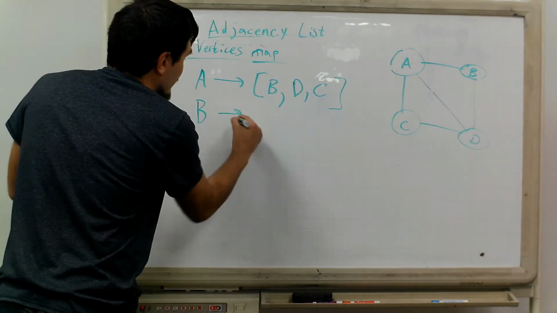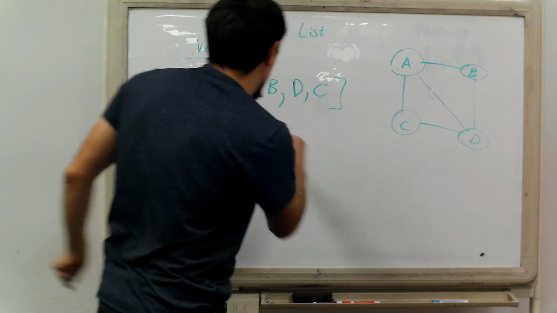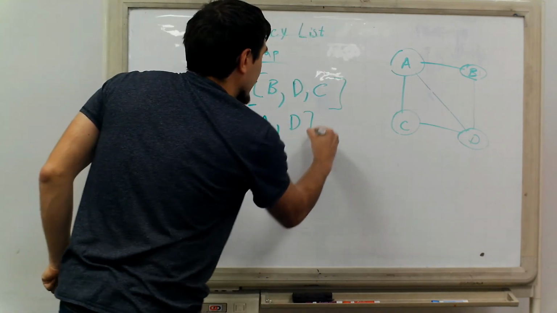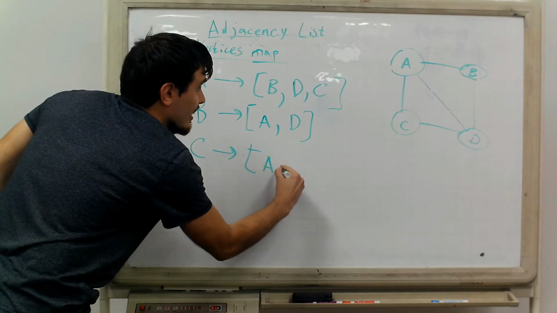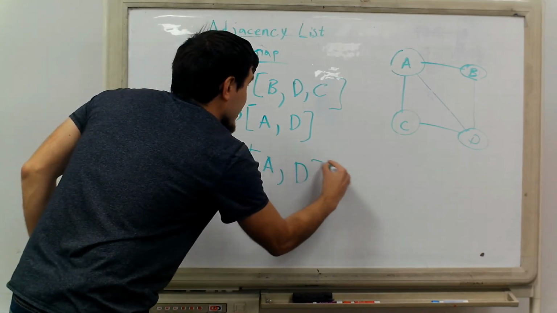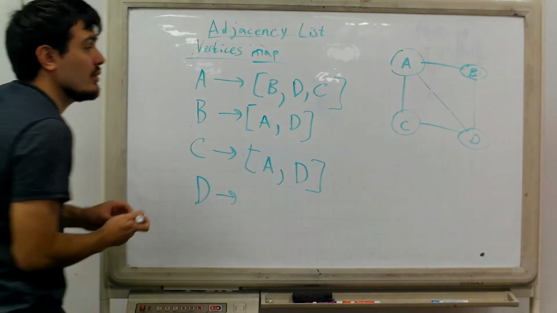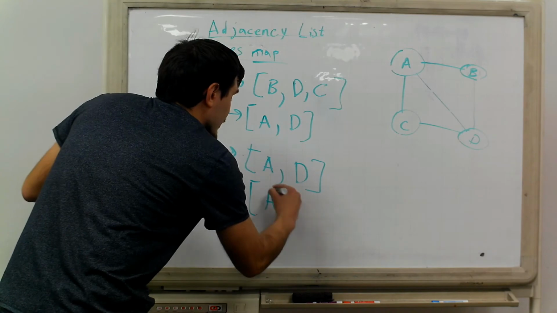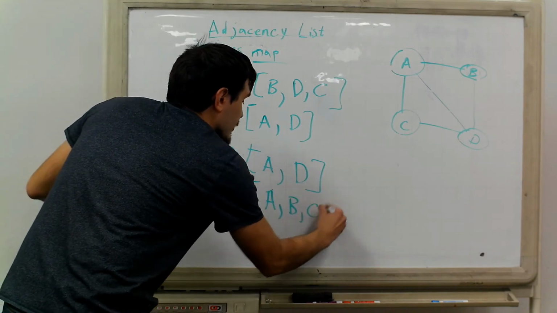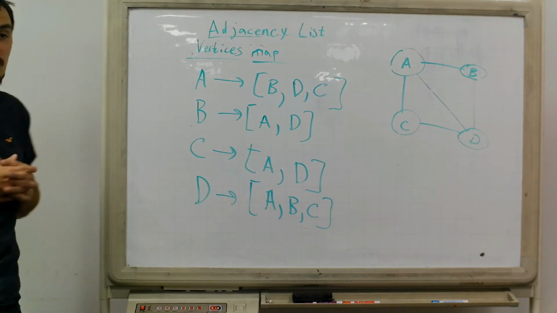Okay, so vertex B is adjacent to A and D. Vertex C is adjacent to A and D. And vertex D is adjacent to all of them again: A, B, and C. So this is how an adjacency list would look.